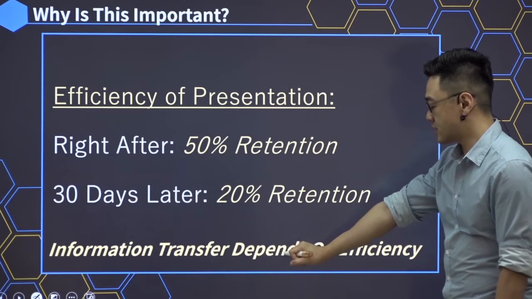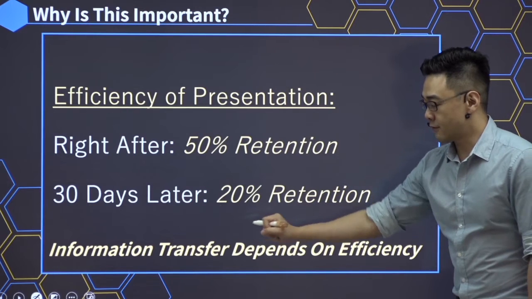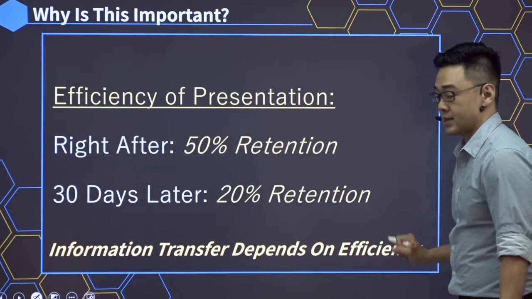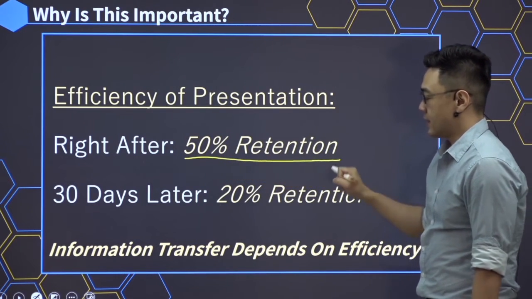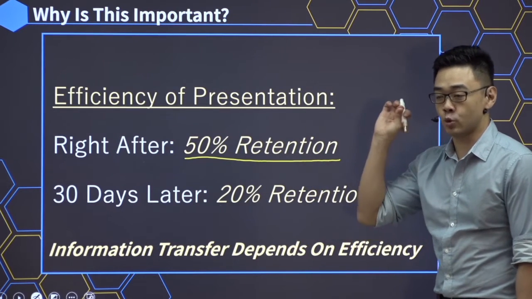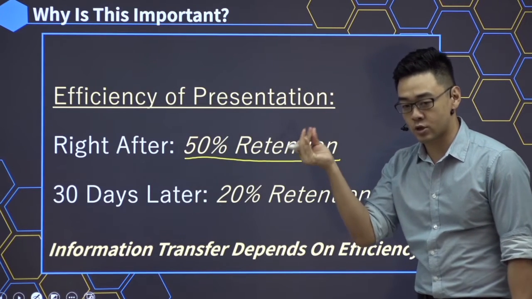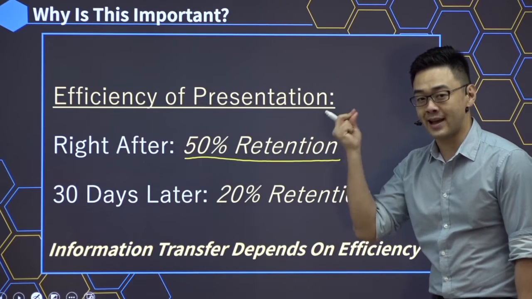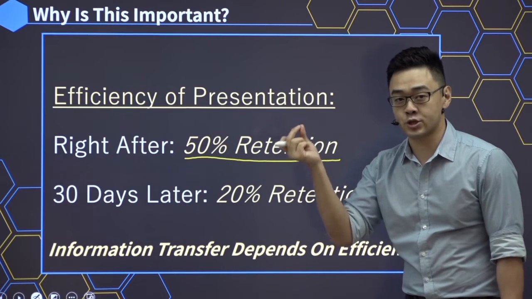So information transfer depends on efficiency. Your information that you want to transfer onto your audience, you need efficiency. Otherwise, when they remember this 50%, there's nothing valuable within the 50%. Maybe they just remember a little joke, a little story you tell them. So within the story, is there any relevant, valuable information that your audience remembers with the important message that you include?